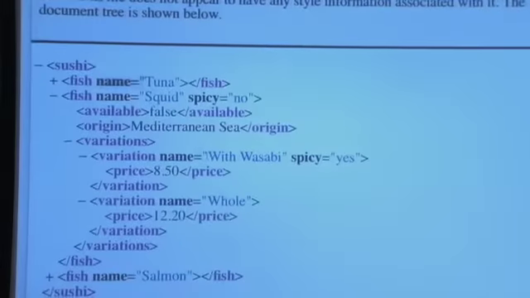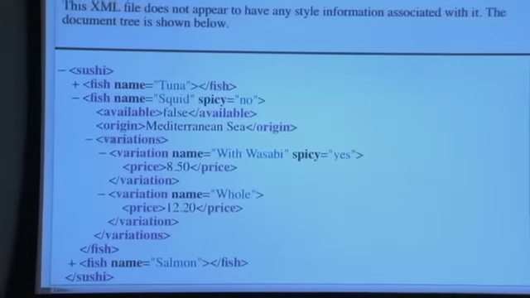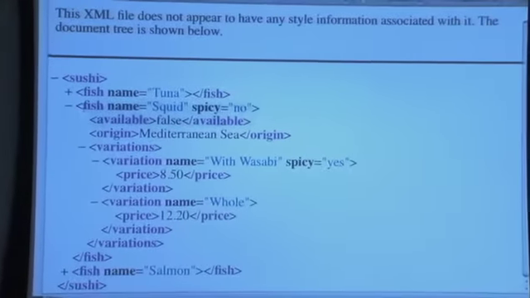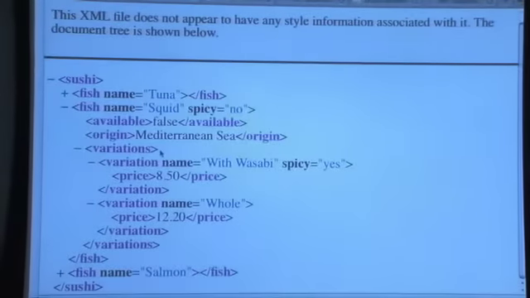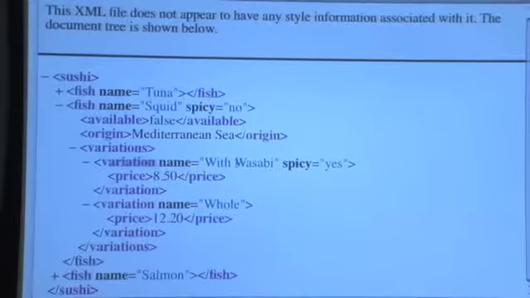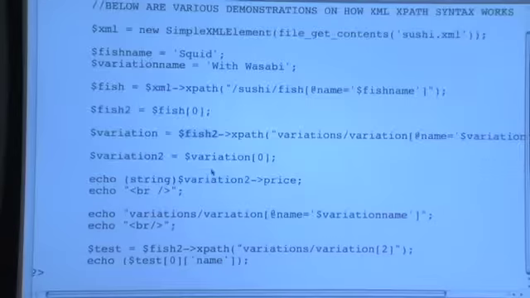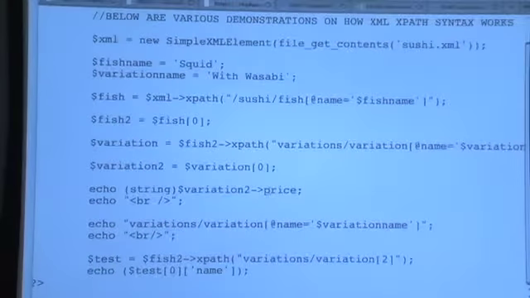So we're saying $fish2 expat variation / variation name. So we're querying for the variations in this file. So we're saying whatever this object, right? This object / variations, right? So we're here at this point. And then variation name equals with wasabi. Does that make sense? Once it does that, it says get that variation and then convert the price to a string and print it out.